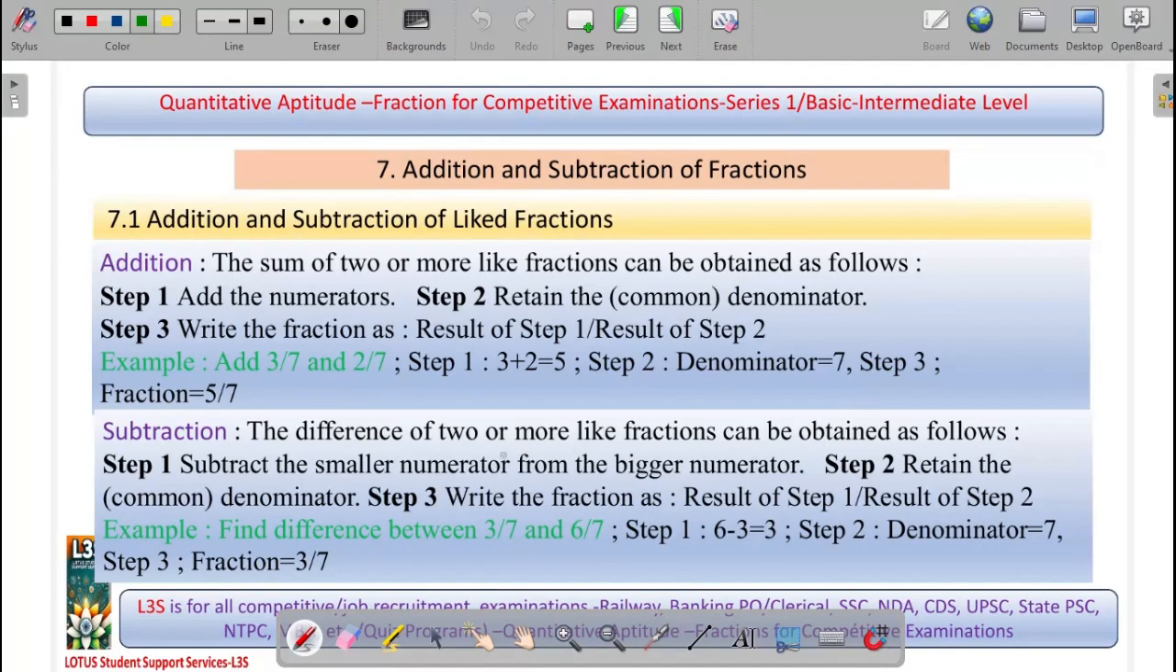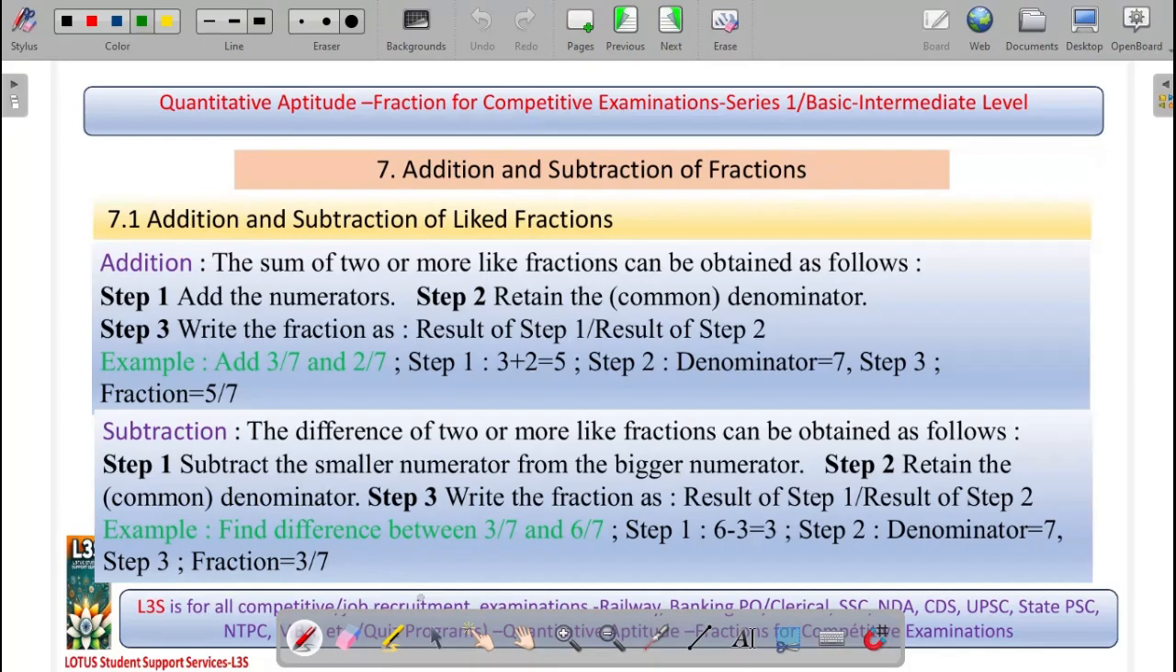Then subtraction is also more or less similar. The difference of two or more like fractions can be obtained as follows. Subtract the smaller numerator from the bigger numerator. Retain the denominator. Step 3: write the fraction as the result of step 1 by the result of step 2.